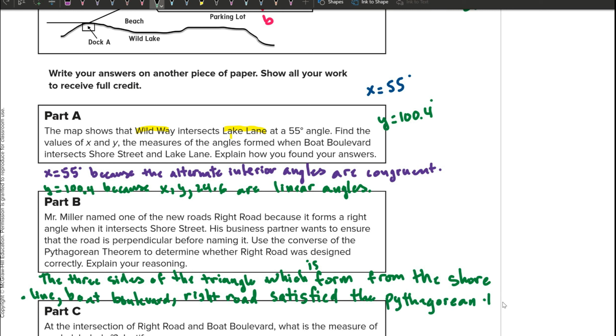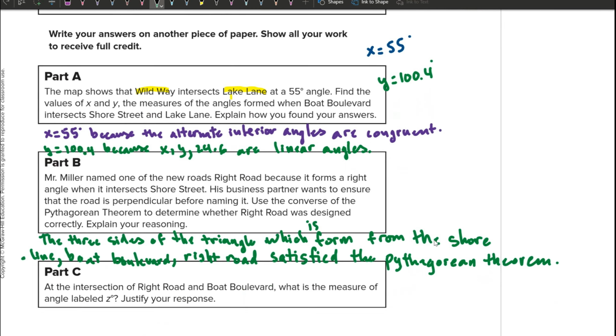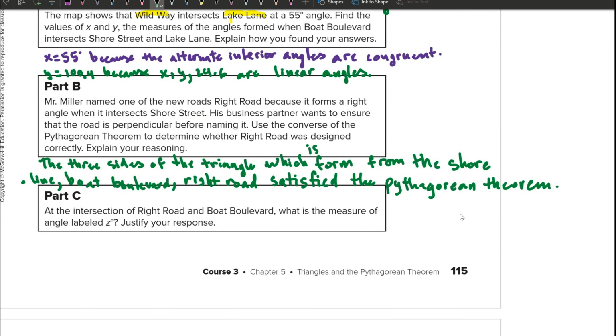I'm so sorry, the writing on this pad is a little bit hard for me. My writing is not so neat. Okay, so what I wrote is: the three sides of the triangle, which is formed from the shoreline, Bolivar Boulevard, and Right Road, satisfy the Pythagorean theorem. Therefore, it is a right triangle. Alright, please add that part.